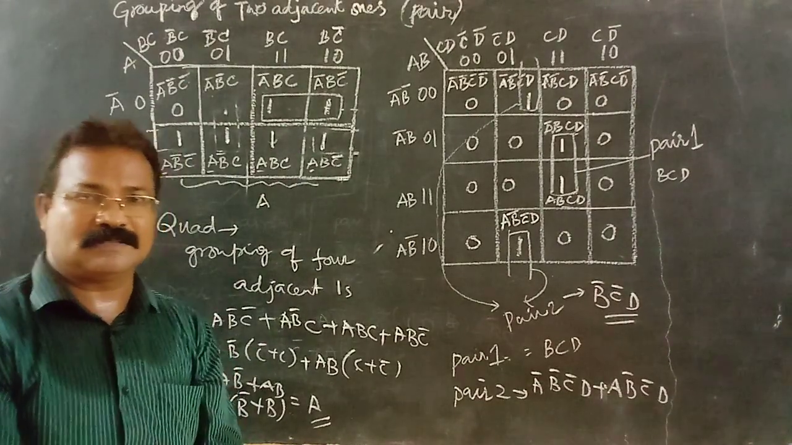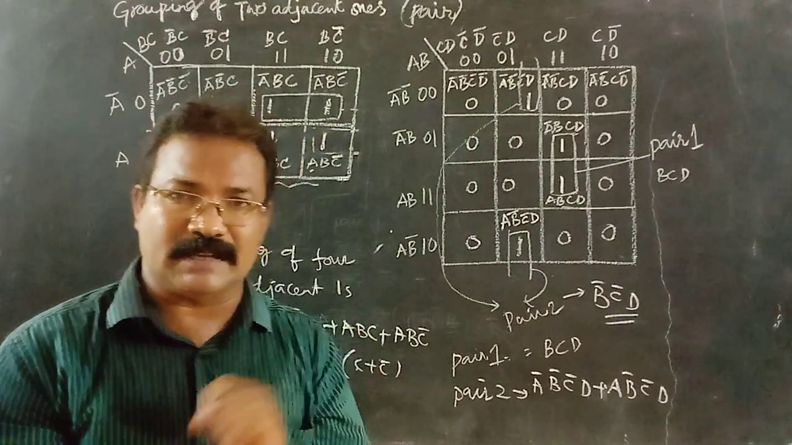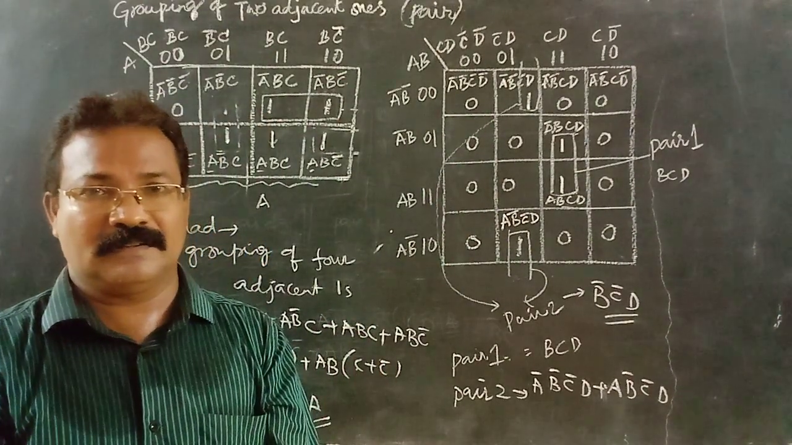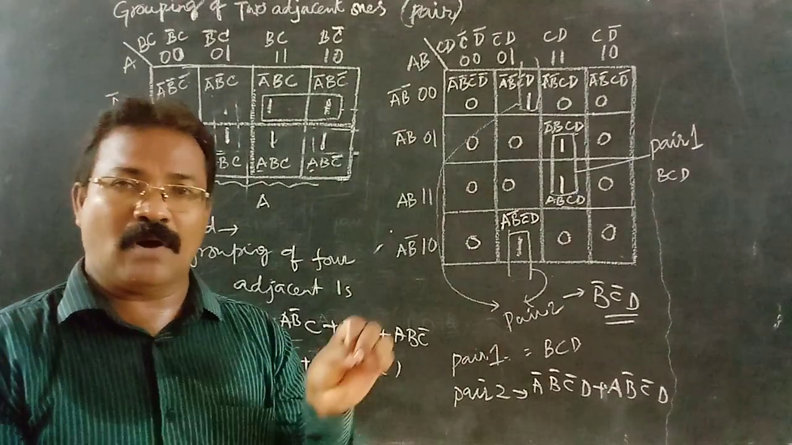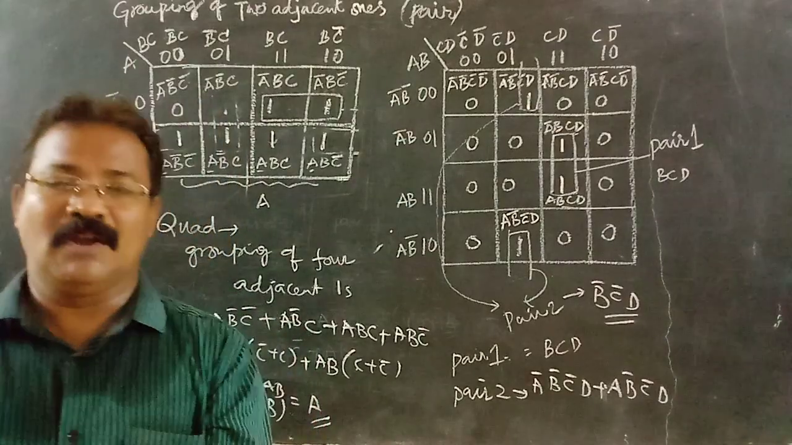So in this class, we discussed the grouping of two adjacent cells, that is pair, and the grouping of four adjacent cells, that is quad. That is about today's session.